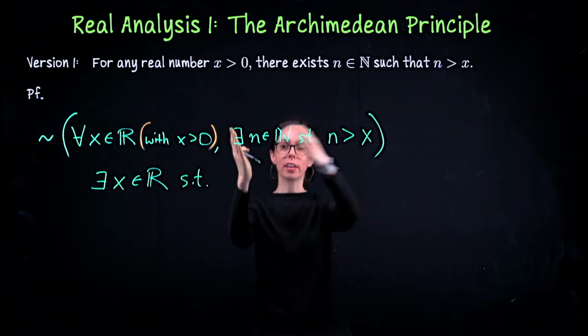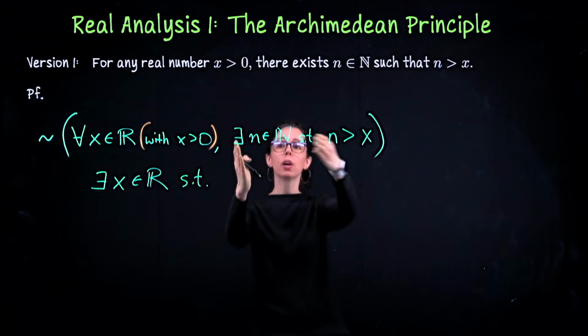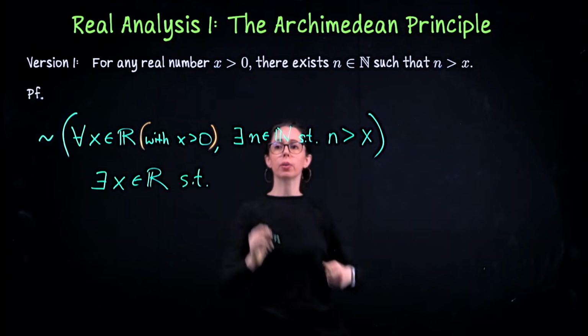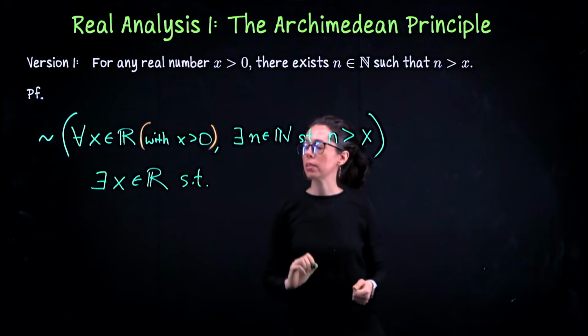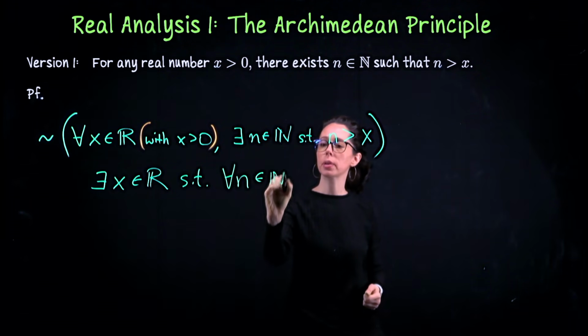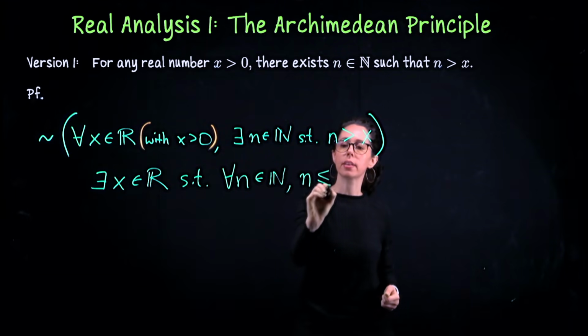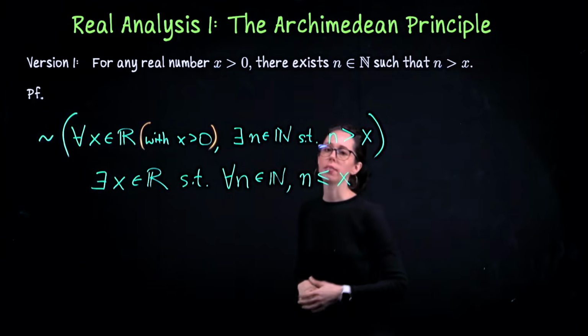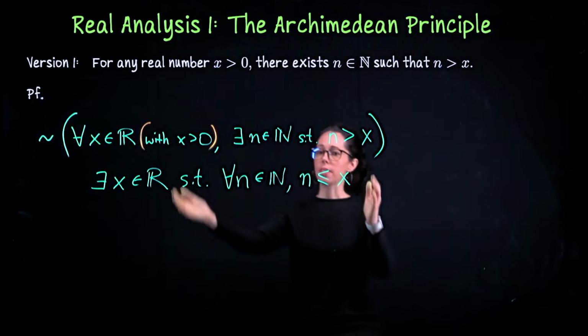How do we negate there exists an n which is bigger than x? We say for all n is not bigger than x. In other words, n is less than or equal to x. So there exists a positive real number x such that for all n in the set of natural numbers, n is less than or equal to x. Okay. So the negation of our original statement is this.